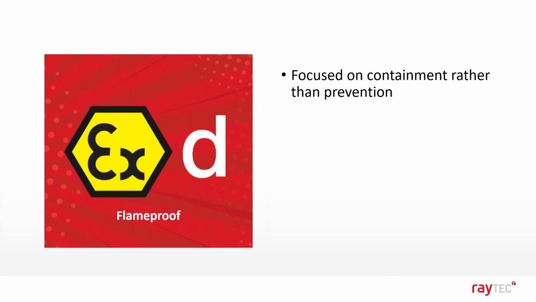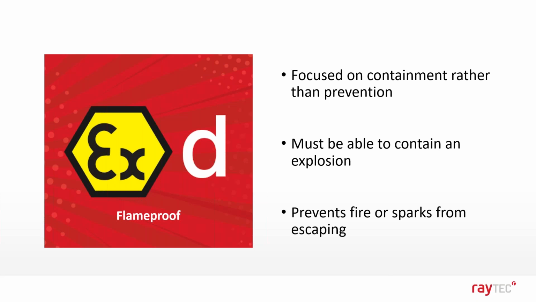To contain the explosion, the EXD containment method is purely mechanical. By that we mean it's the strength of the housing and the installation and maintenance of the flame paths that are used to avoid the flame propagating or escaping from the enclosure. So when comparing EXE and EXD, it's important to say that they are both designed to ensure an explosion does not occur, but one does it via prevention and the other does it via containment.